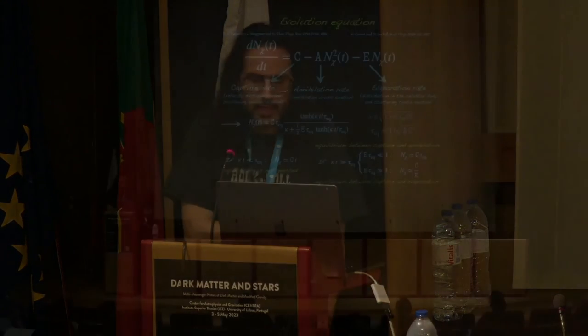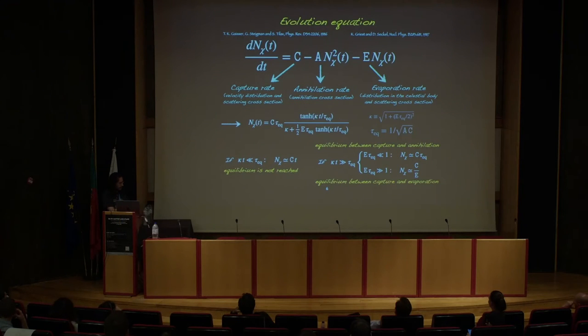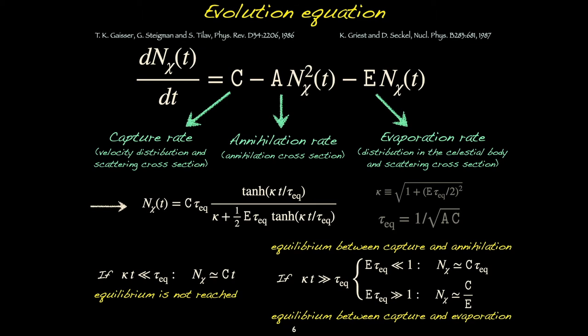Okay, so we know the evolution equation. We know that we have the capture rate. We know we have the annihilation rate, if we have annihilations. And then we have the evaporation rate, which I will be focusing on in this talk. There could be different scenarios in which capture equilibrates with annihilation, or capture can equilibrate with evaporation. In that case, what we see is that the number of particles that accumulate is exponentially suppressed.